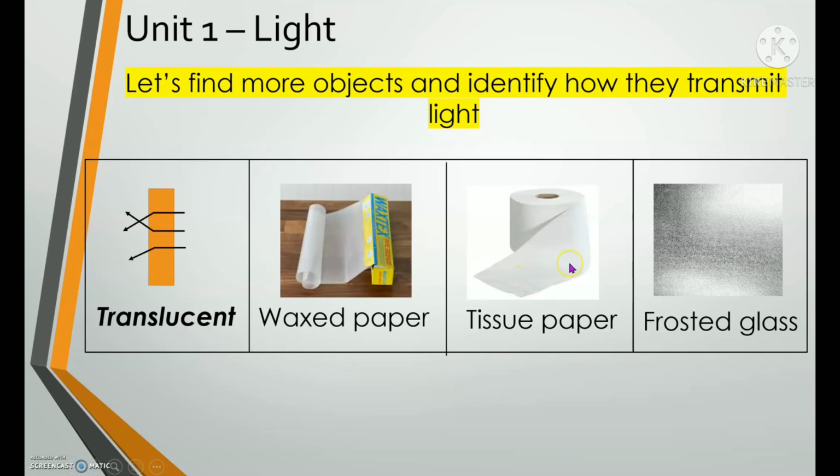Same as the tissue paper. Some light cannot go through. And frosted glass. Usually you can see this in the toilet. You can see the light going through but not clearly. You cannot see what's on the other side clearly.